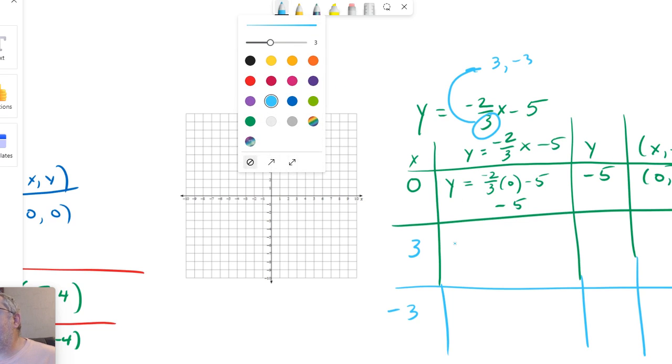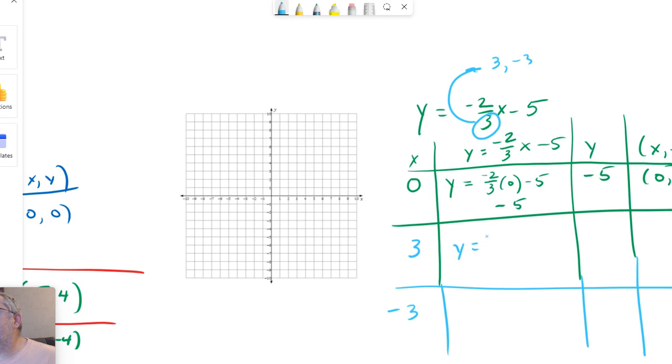Okay, so let's plug in 3 here. We got y equals -2/3 times 3 minus 5. So do my side work, -2/3 times 3. The 3's cancel, leaving me with -2 right here. So over here, I've got -2 minus 5, which gives me -7. So that means my point will be 3, -7.